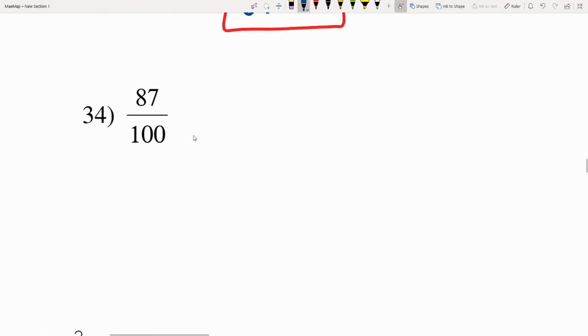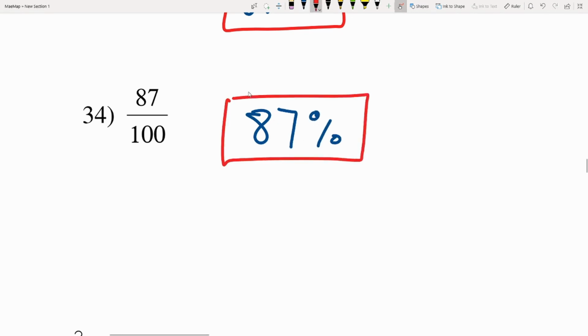Final one on this worksheet is a pretty easy one because we're already over 100, so we just look at the numerator and put that percent sign with it. 87%. And that's my final solution on this worksheet.